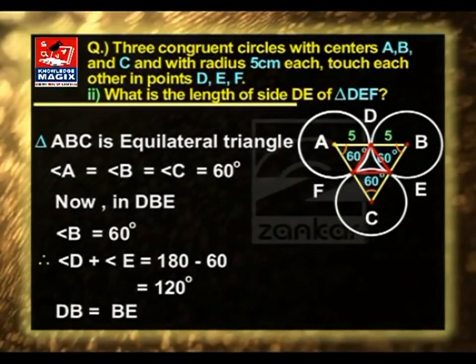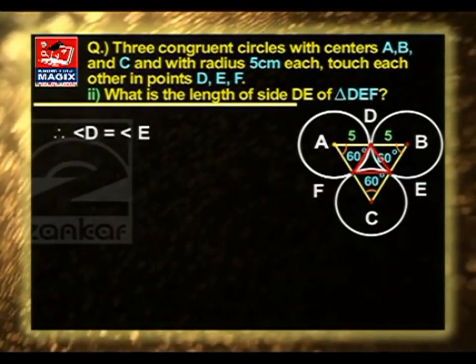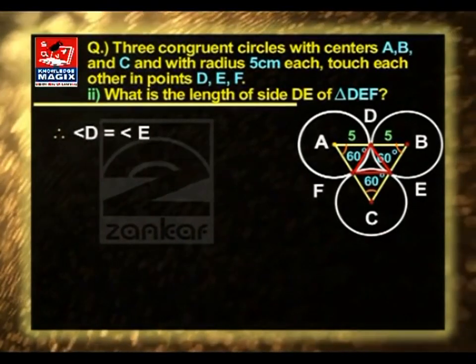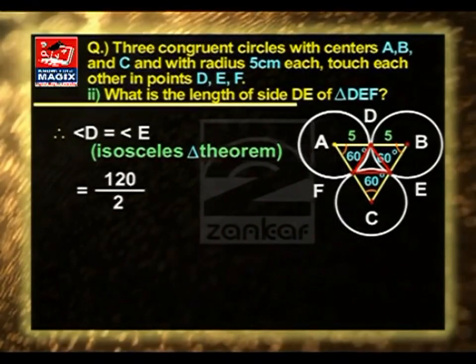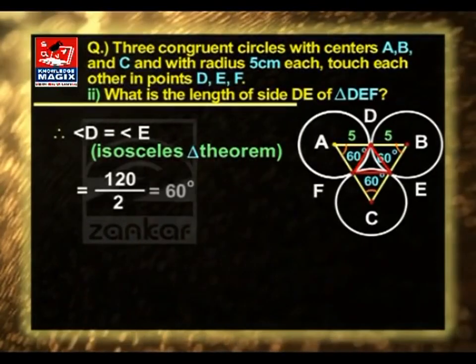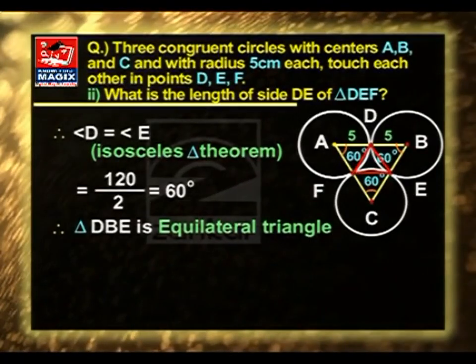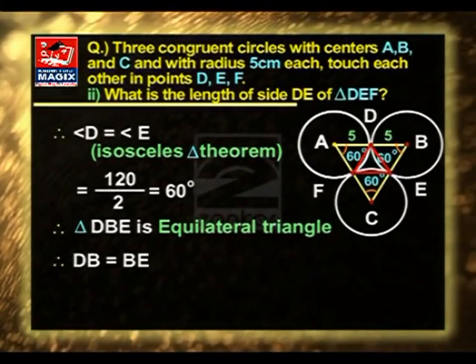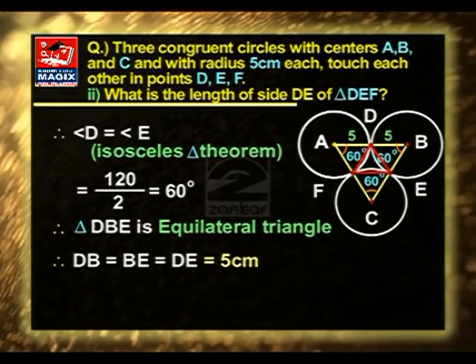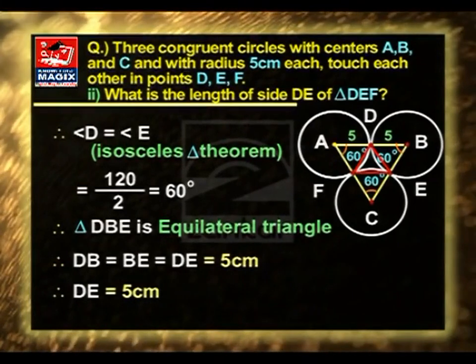Here DB is equal to BE, radii of the same circle, and therefore angle D is equal to angle E, by the isosceles triangle theorem, that is equal to 120 upon 2, that is equal to 60 degrees each. And therefore triangle DBE is an equilateral triangle and therefore DB is equal to BE is equal to DE is equal to 5 cm. Therefore, length DE is equal to 5 cm.